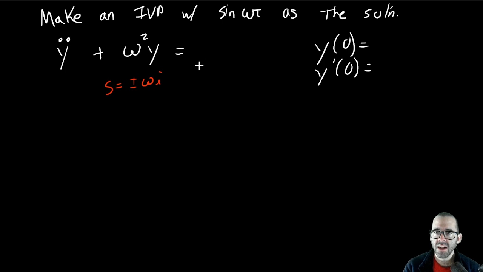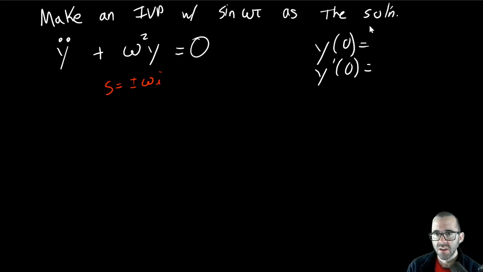And then what does the right-hand side have to be? Well, we don't really want a forcing function at all, right? Because we just want the natural response, because we want this as the solution. So our right-hand side is just going to be 0. What should the initial conditions be?